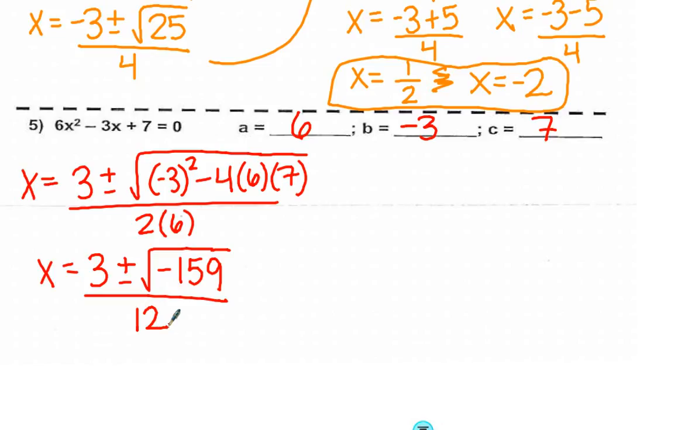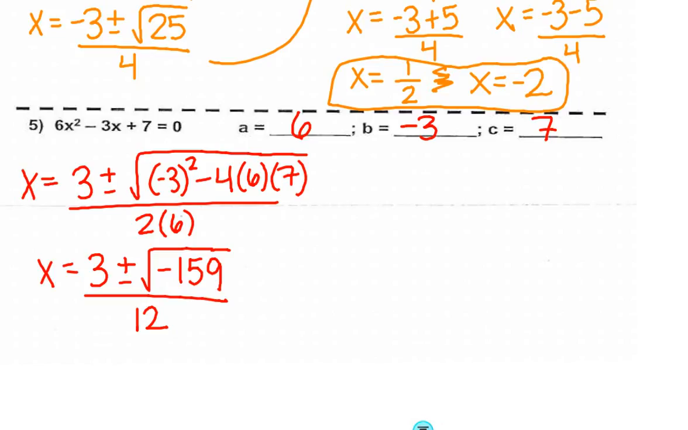Okay, so you might be thinking, what? Negative 159? That's crazy. We haven't done anything like that. And you're right, we haven't. And actually, truth be told, this is technically impossible to do. You can't actually take the square root of a negative number. Stop and think about that for a second.